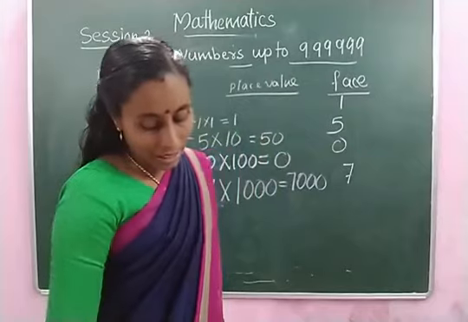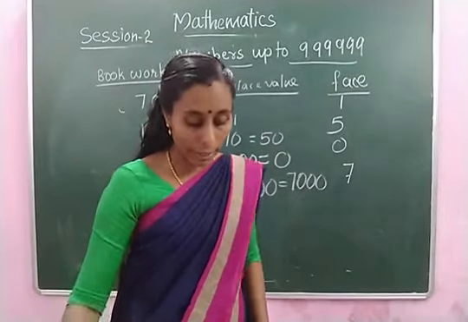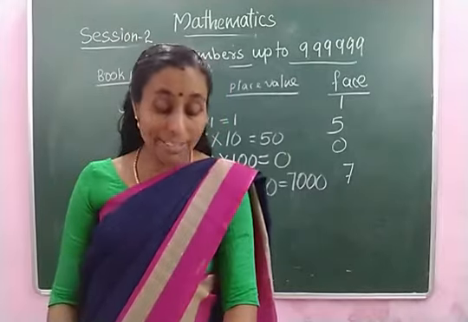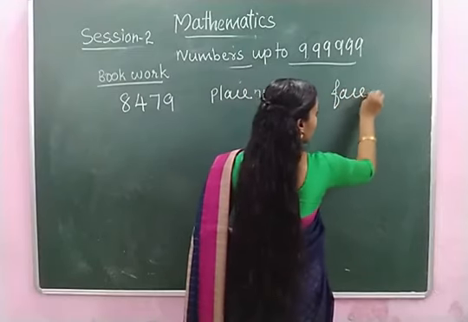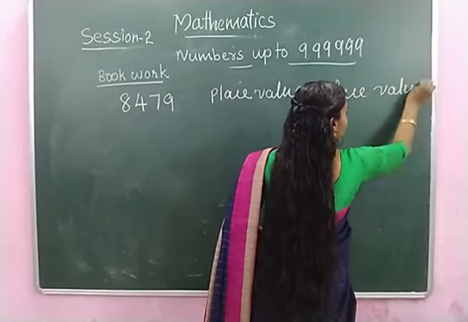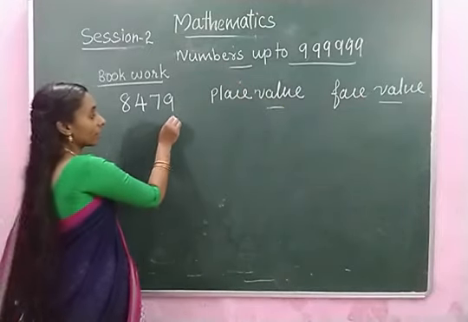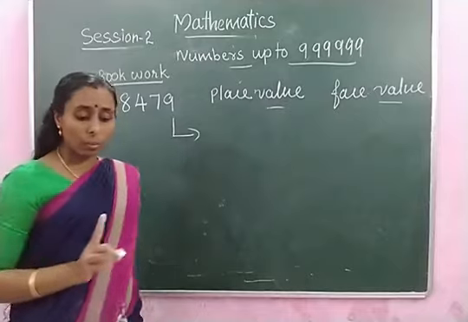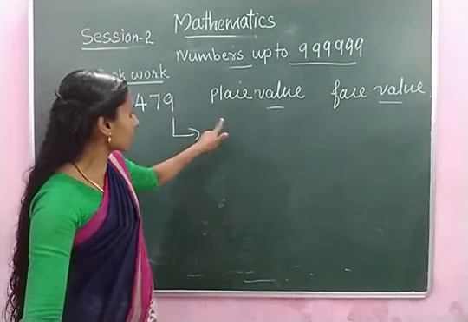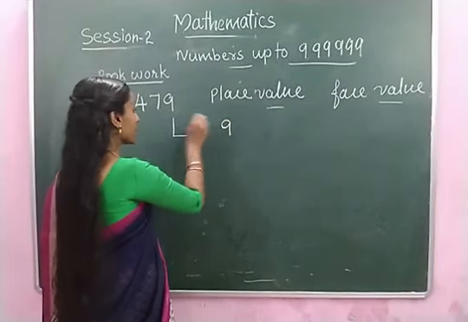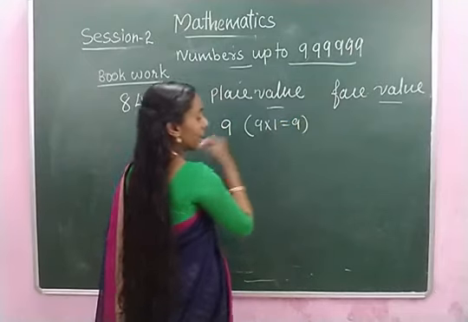Okay, here one more question is there. 8,479. Place value and face value. Okay. Place value of 9. How can we get it? When you write in your book, we can just write the number. Place value of 9 is 9. How did you get this 9? 9 multiplied by 1 is equal to 9.